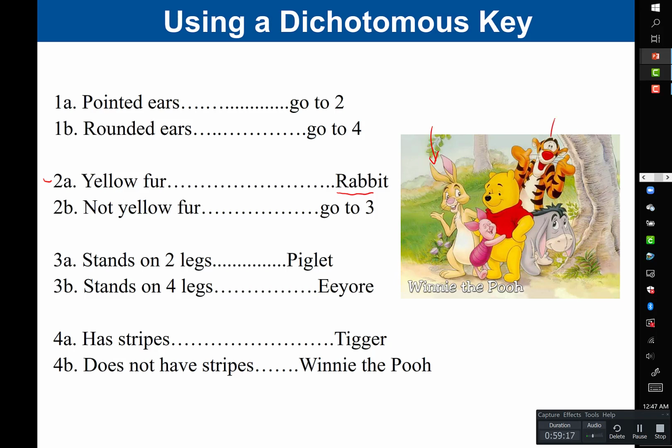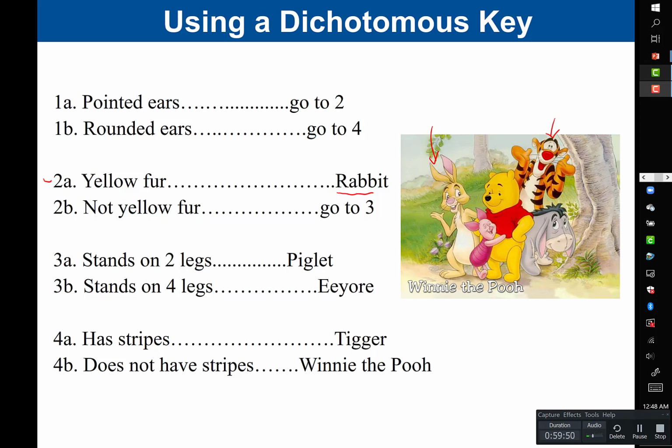Let's go to this one. I'm not going to say its name because I want you to classify it. So starting at the top, round ears or pointed ears. If we look, the ears are rounded. So it says go to number 4. So you don't go to number 2 this time. You skip all the way down to number 4. Number 4 says has stripes or does not have stripes. Notice it has stripes. So that's Tigger, right?